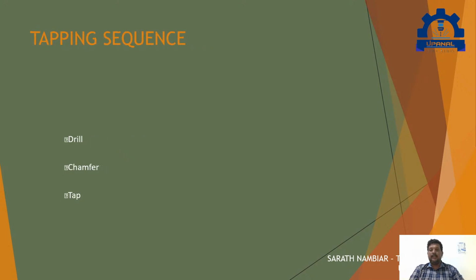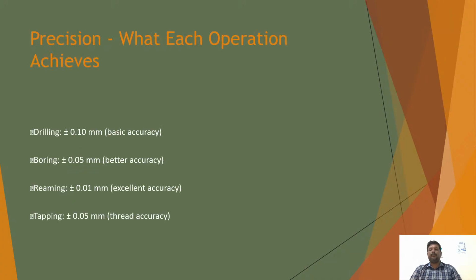Understood? Next, how do we do the tapping? We cannot do the tapping directly. First we will do the drilling, then we will give a small chamfer to the hole, and then we will tap. That is the normal procedure for tapping. Without chamfering, we cannot start it easily. We can, but it's not easy. The tap won't go in straight at 90 degrees, and we cannot align it properly. It's like not putting a key properly into a lock.